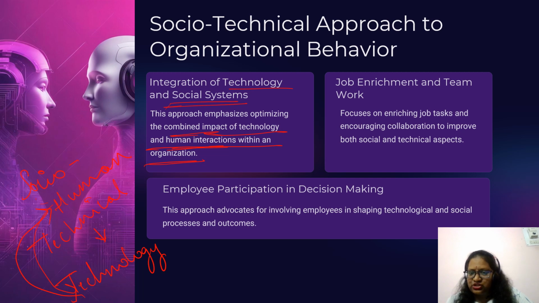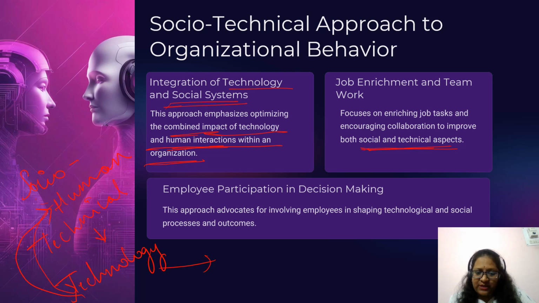Now next one would be job enrichment and teamwork. It focuses on enriching job tasks and encouraging collaboration to improve both socio-technical aspects. A job has to be enriched, and teamwork has to be built. Day by day modern technologies are being implemented, and that needs a lot of work in an organization to team up and implement. That kind of approach is followed here.